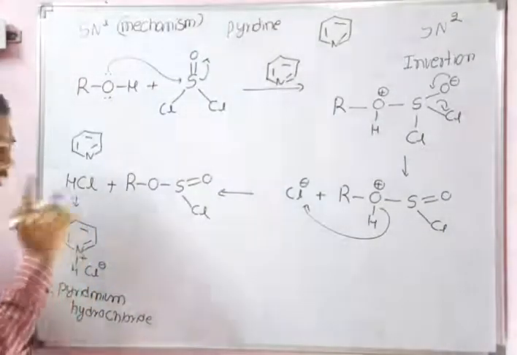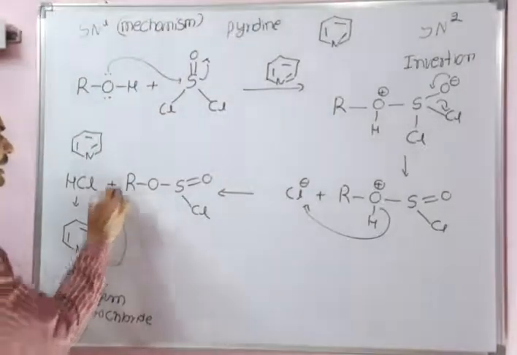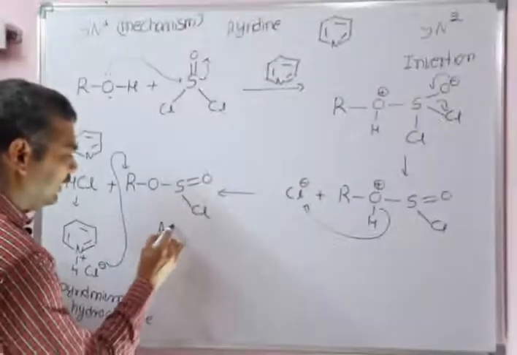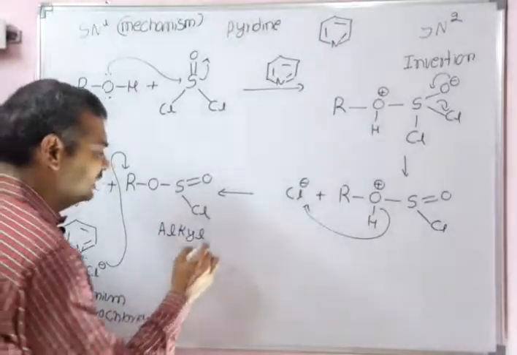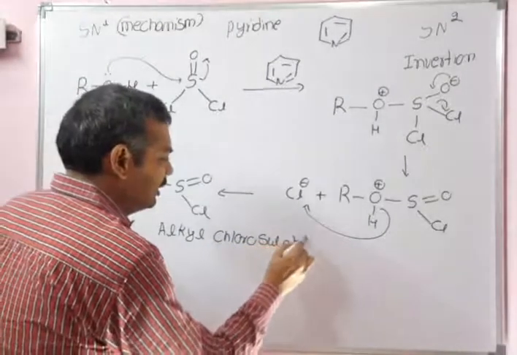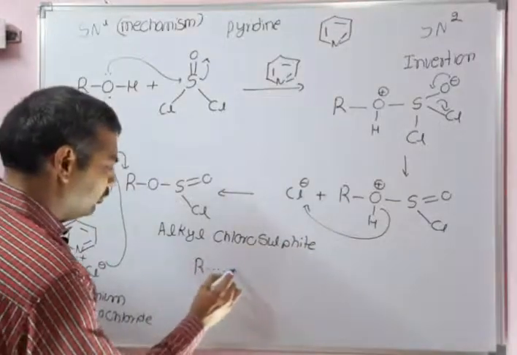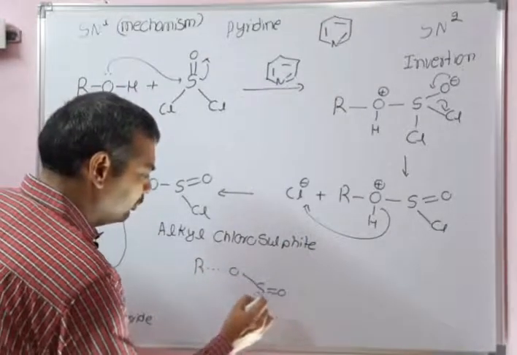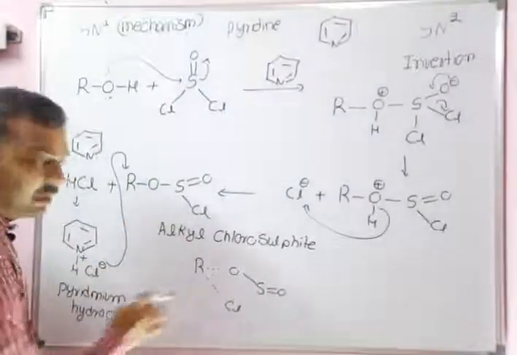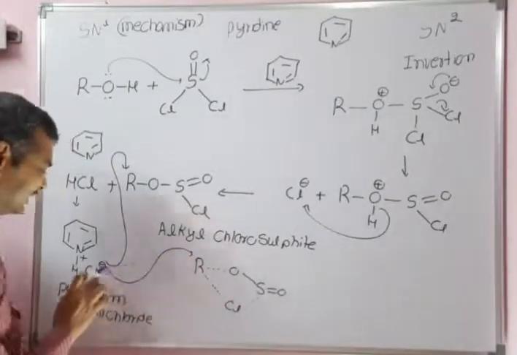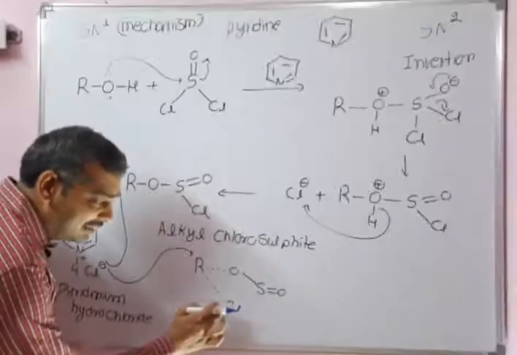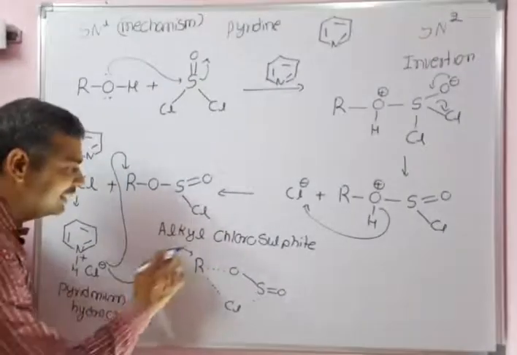So here there is a very good competition that Cl minus will attack here. This is alkyl chlorosulfite. Definitely it will form a 4-member transition state. There is no doubt to form the 4-member transition state. Definitely there is a chance to attack from here. But by that time, since Cl minus is there in the reaction mixture, it won't give time for this rearrangement. It will directly attack from the back side.